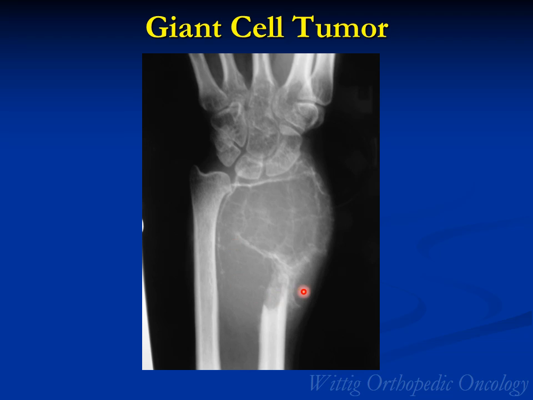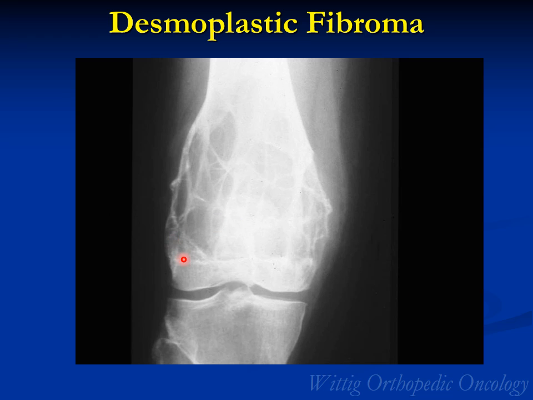Here's a giant cell tumor with internal trabeculations. It's destroyed the entire distal radius. This is a desmoplastic fibroma, where they often have extremely thickened internal trabeculations. The fibrous tumors are usually central within the medullary canal of the bone that it arises from.